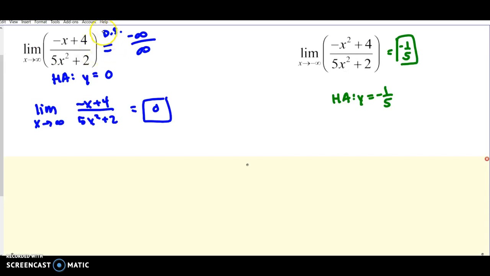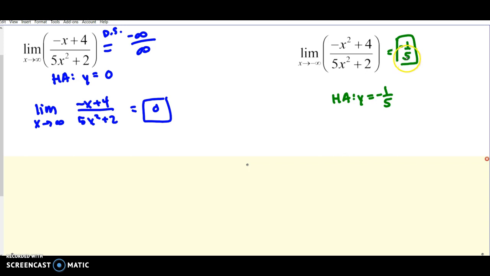So for this first one, the first thing I said was, okay, well, can I use direct substitution? But then I get this negative infinity over infinity, and we know that that's indeterminate form, so not going to work. Next thing I looked at is, okay, well, is there a horizontal asymptote? And since the degree of the numerator is less than the degree of the denominator, we know that we have a horizontal asymptote at y equals 0. Therefore, the limit is 0. Don't believe me? Go ahead and graph it.